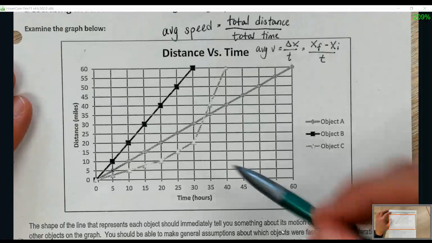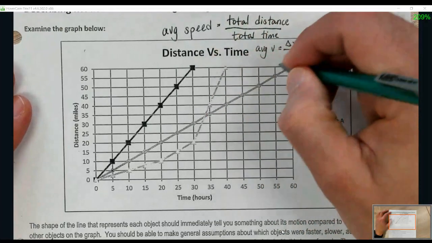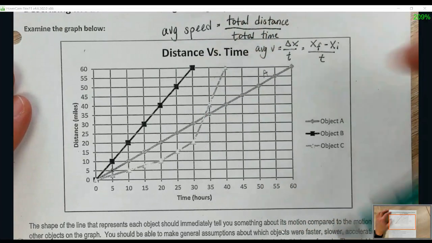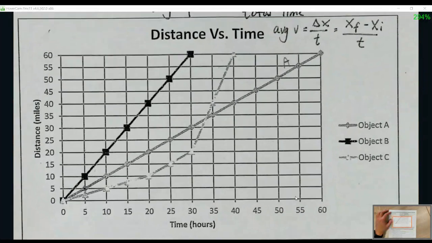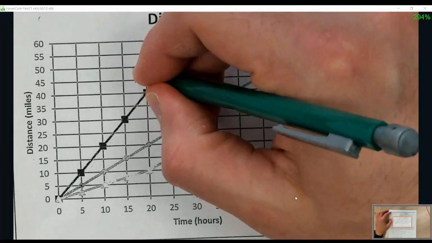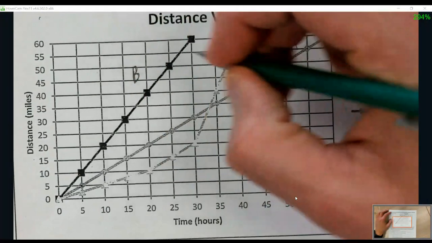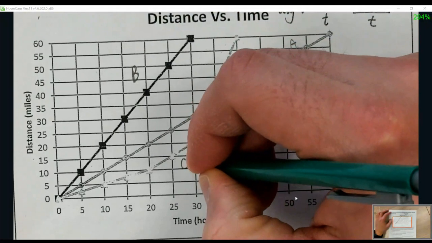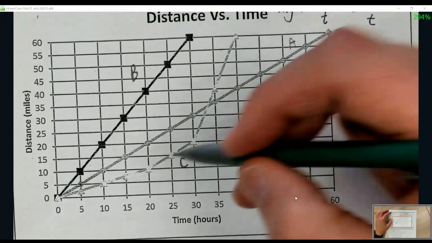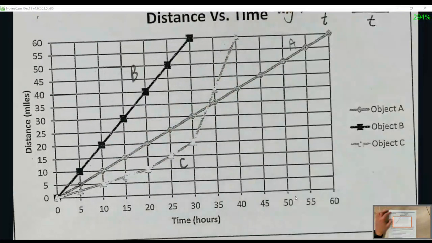So first thing, we have object A, which is going to be this line here. So you guys mark that down. We have object B, which is the bold line. And then we have object C, and that is this kind of curved-ish line here.